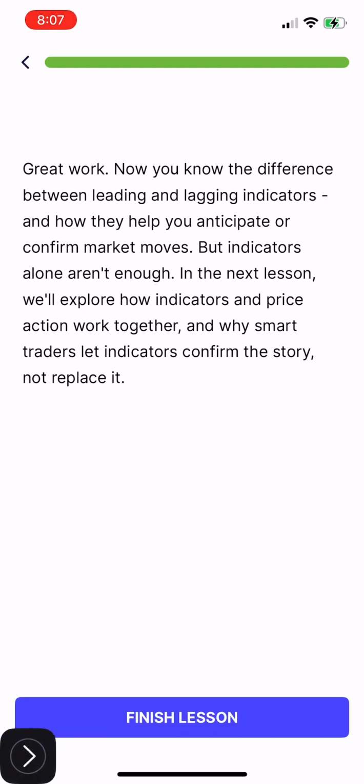Great work. Now you know the difference between leading and lagging indicators, and how they help you anticipate or confirm market moves. But indicators alone aren't enough. In the next lesson, we'll explore how indicators and price action work together, and why smart traders let indicators confirm the story, not replace it.